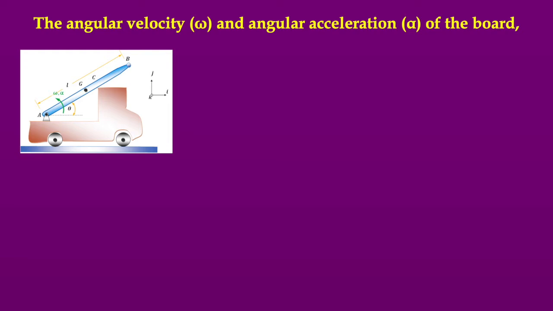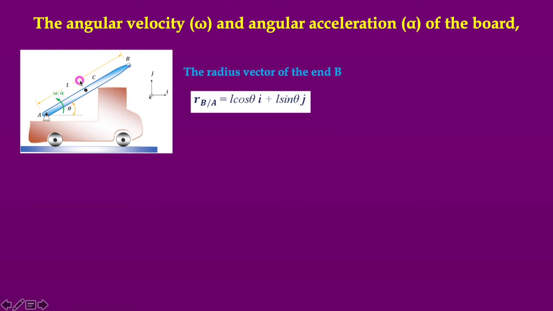First, we'll try to find out the angular velocity and angular acceleration of the board AB. What's the radius vector? r_BA is the radius vector. That radius vector can be defined as, if the length is L, in the i direction the component of L is L cos theta, so L cos theta i. In the j direction the component of L is L sin theta, so L sin theta j. So this is the radius vector for the board.